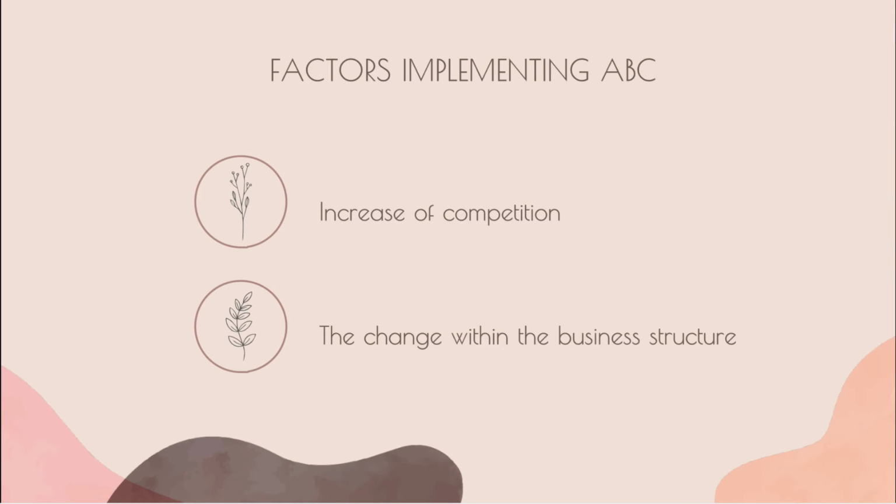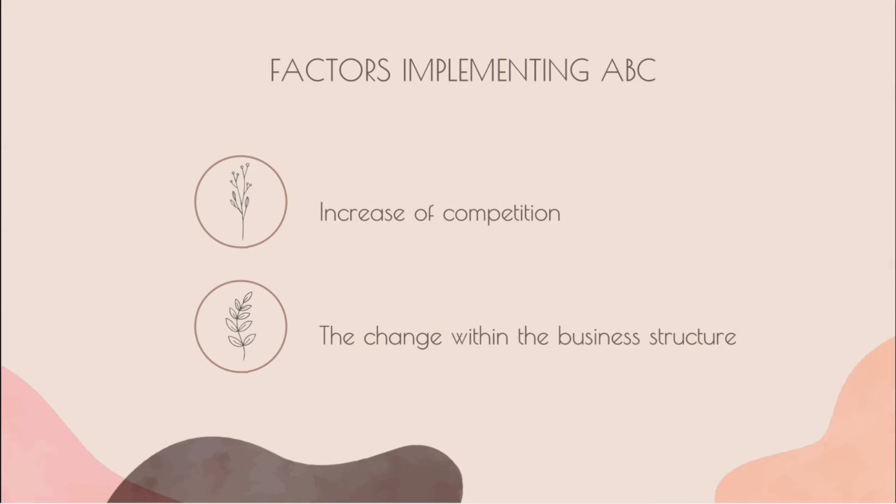The factor behind TM implementing the ABC method is the increase in competition, because TM had to lower their product cost to remain competitive within the market. It also encouraged TM to implement the ABC method when the critical issue of overtime costs arose, even though the workers were underutilized. Next is the change of business structure, as the management identified that the current costing system wasn't reliable and appropriate for the new business structure.